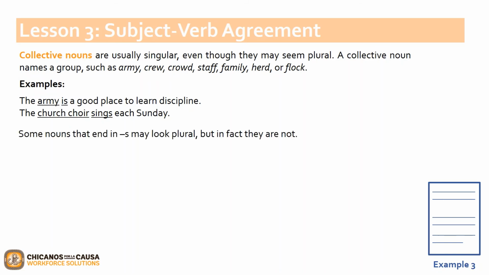Some nouns that end in S may look plural, but in fact, they are not. For example, the following sentence says, politics is an interesting topic.